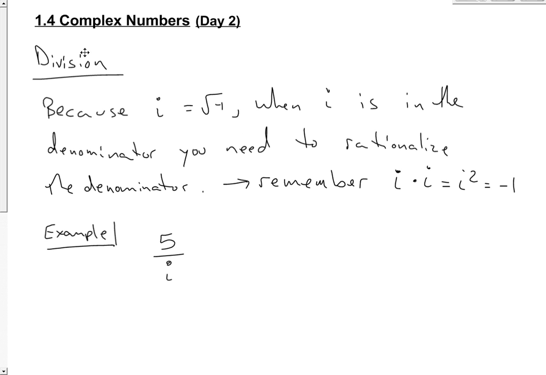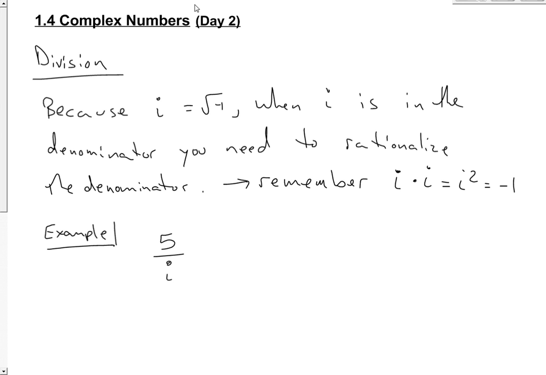Okay, here is 1.4, complex numbers, day 2. We are going to be working with division of complex numbers. And because of the fact that i is equal to the square root of negative 1, when i is in the denominator, you will need to rationalize the denominator. And when we are rationalizing the denominator, remember that i times i is i squared, which equals negative 1.